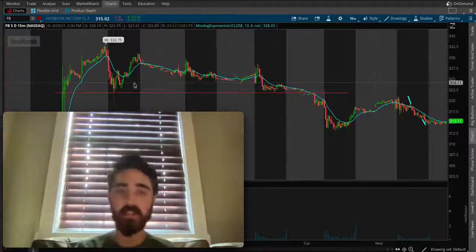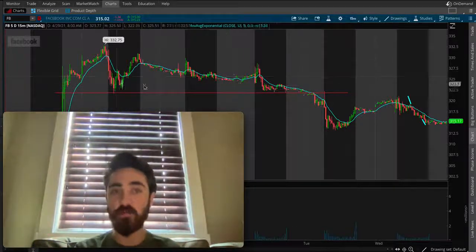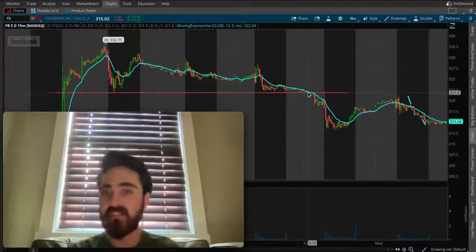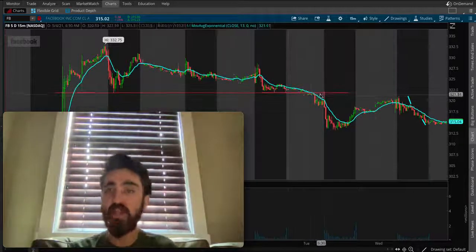But back to this idea here. We were watching it from this little pattern that it had been forming up here, and we wanted to see if it could break this 322.50 area, which it did.